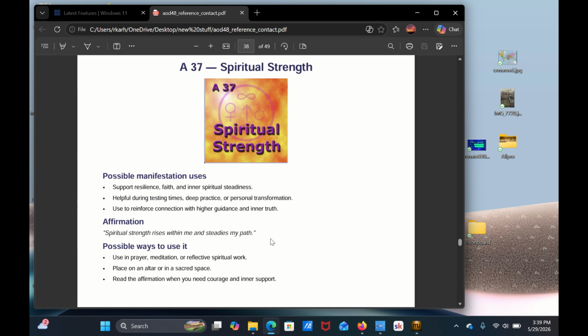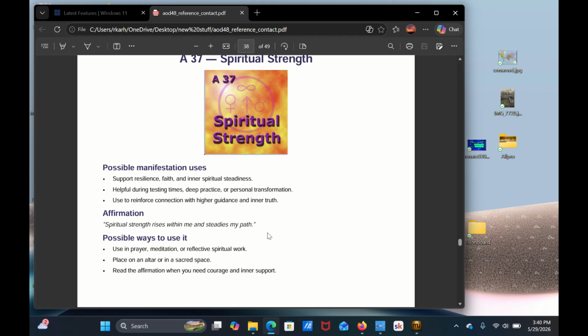Spiritual strength. Support resilience, faith, and inner spiritual steadiness. Helpful during testing times, deep practice, or personal transformation. Used to reinforce connection with higher guidance and inner truth. Affirmation: Spiritual strength rises within me and steadies my path.